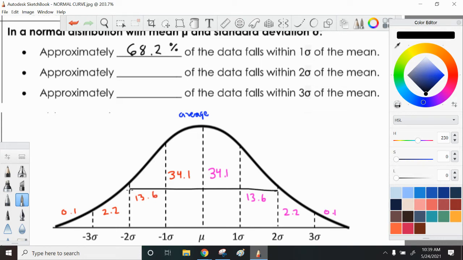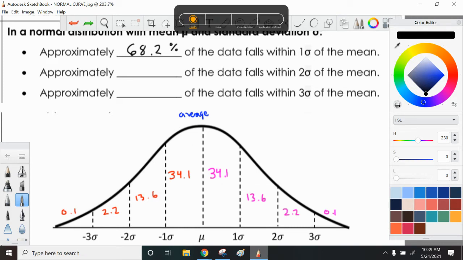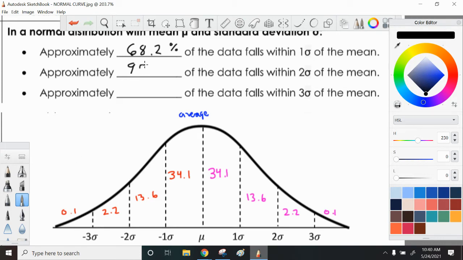Because now we're allowed to go 2 to the left and 2 to the right. And so now we need to do 13.6 plus 34.1 plus 34.1 plus 13.6. Another thing we could do, if we want to do this in the opposite direction, is start with 100 and subtract the parts that we don't have here. So anyways, that would be 4.4, 4.5, 4.6. And so if we subtract that, we should have 95.